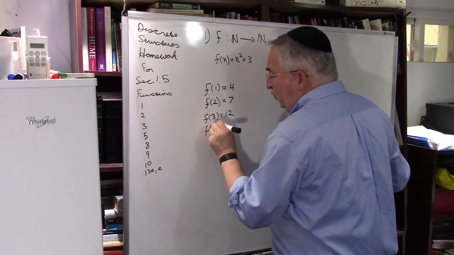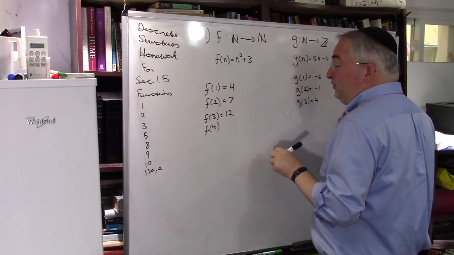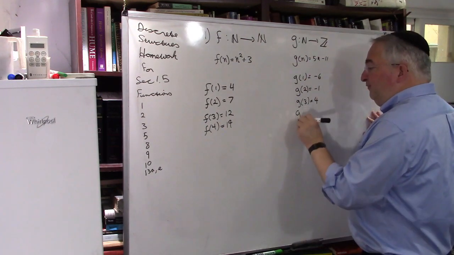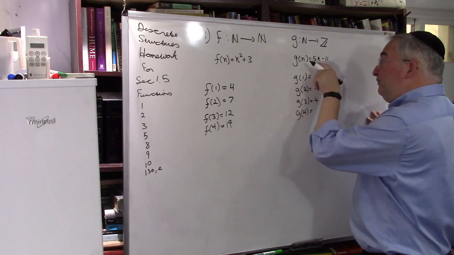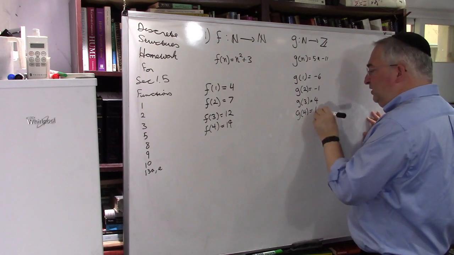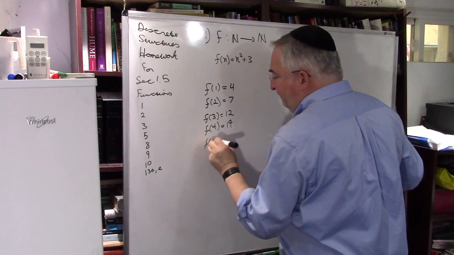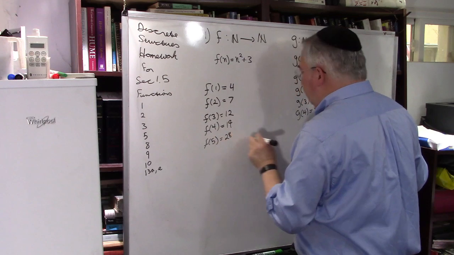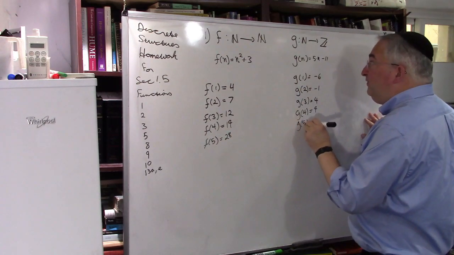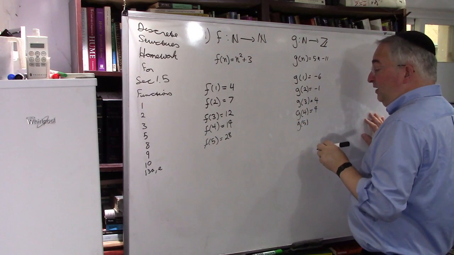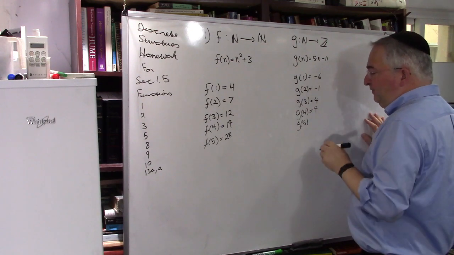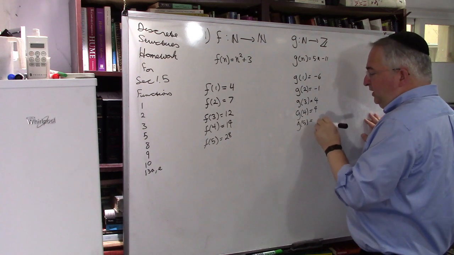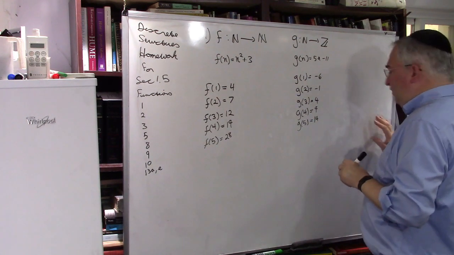F of 4 is 16, 4 times 4 is 16 plus 3 is 19. G of 4 is 5 times 4 is 20 minus 11 is 9. F of 5 is 25 plus 3 is 28. G of 5 is 5 times 5 is 25 minus 11 is 14. Okay.